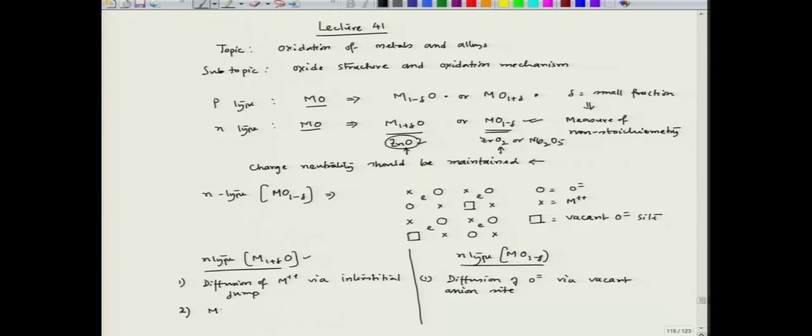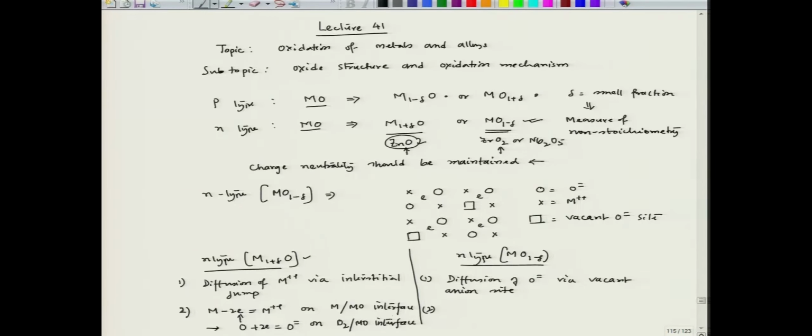Now, in this case the anodic reaction happens, which is M minus 2e equal to M2+. It happens at the metal-metal oxide interface, and of course these electrons go to the other side, that means the oxide-oxygen interface, and there we have O plus 2e equal to O2minus on the oxygen-metal oxide interface.